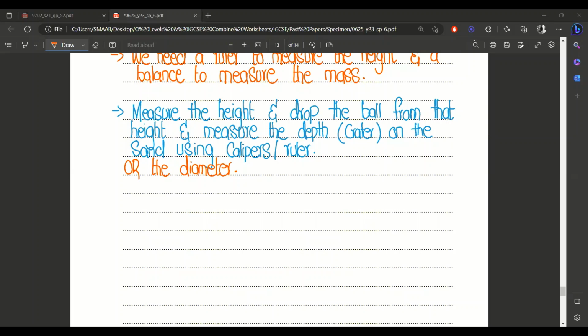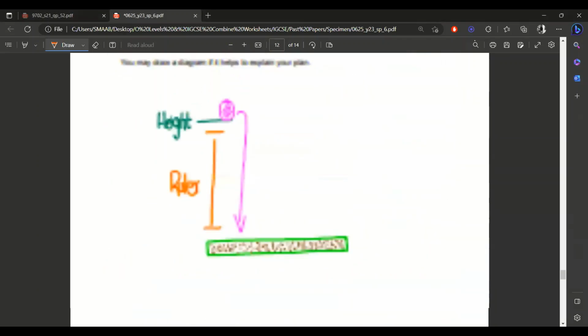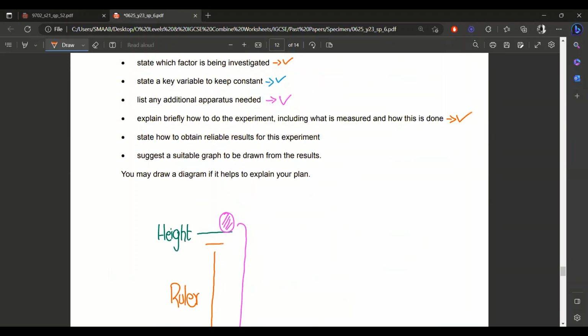So these are the four important steps that we write for our experiment. Then the remaining part is to state how to obtain reliable results for this experiment, and to suggest a suitable graph to be drawn from the result you made. Okay, so two parts are remaining.